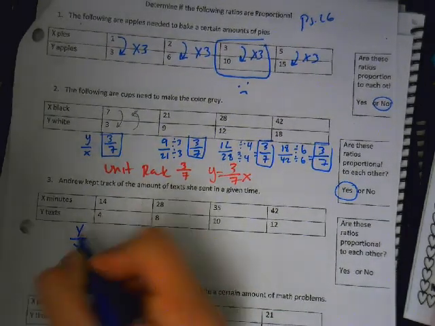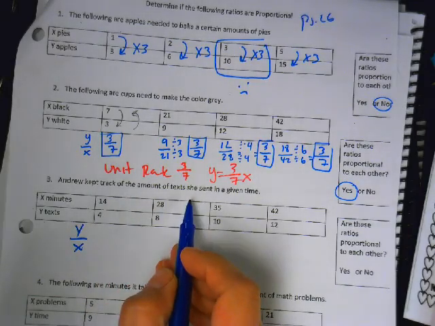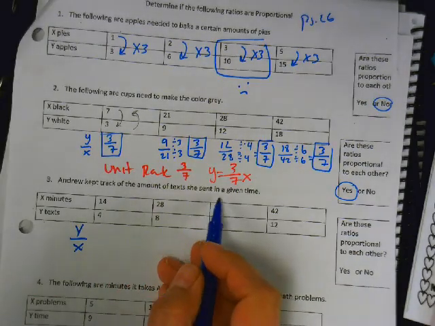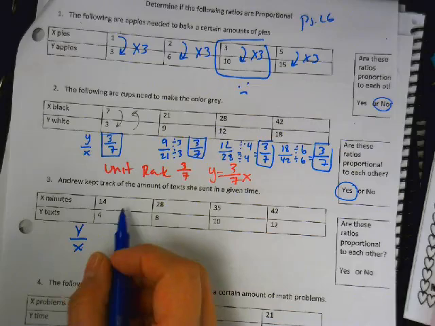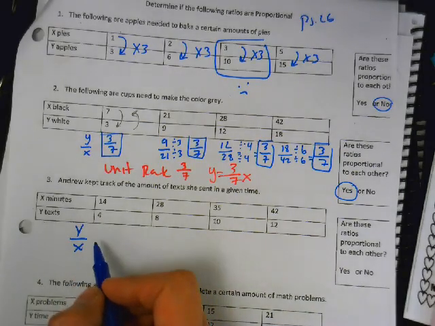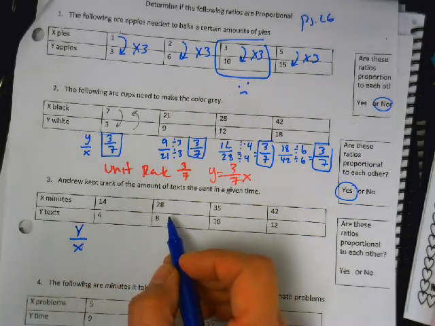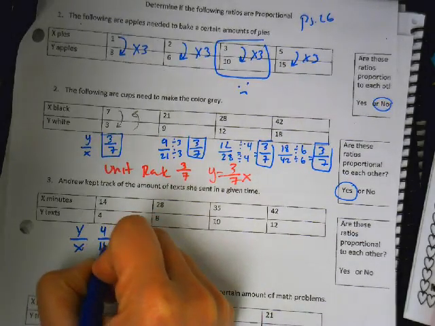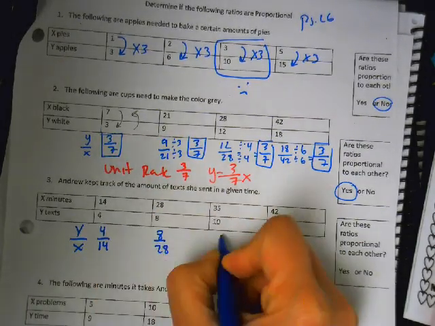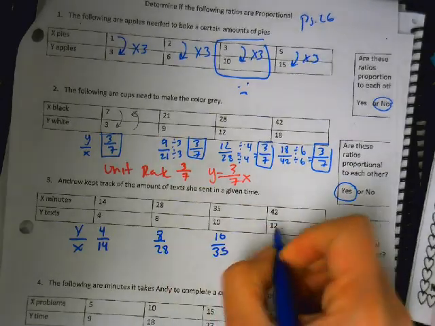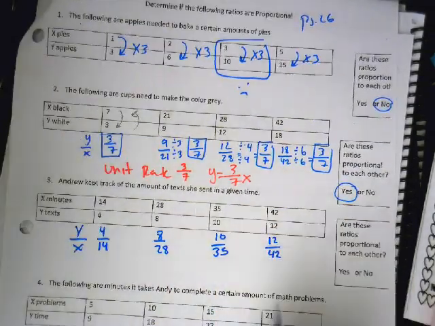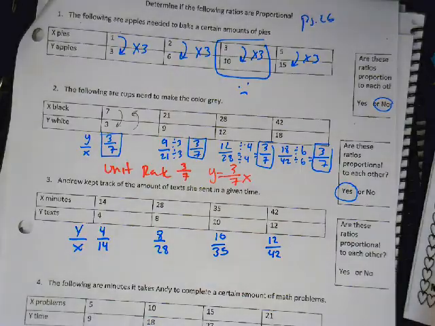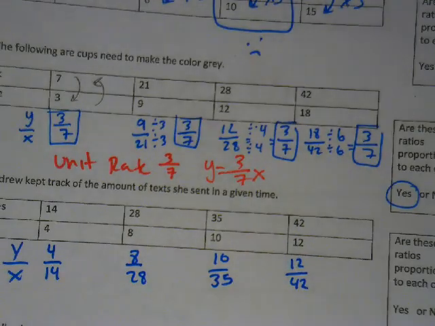Y/X. Andrew kept track of the amount of texts she sent in a given time. So in 14 minutes, she sent 4 text messages. In 28 minutes, she sent 8 messages. Is it proportional? So take them all and simplify them. But like Ben said, as soon as one doesn't match, you're done. You can stop, as long as you simplify it correctly.